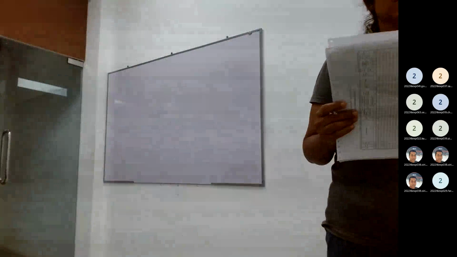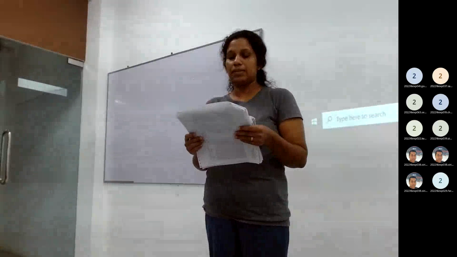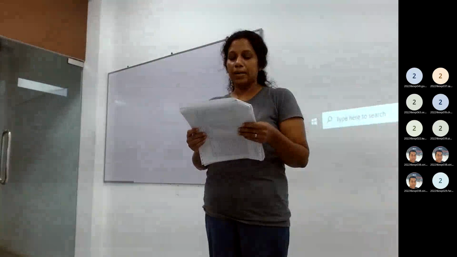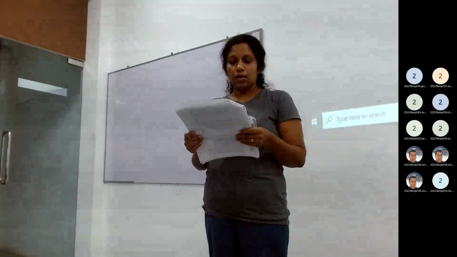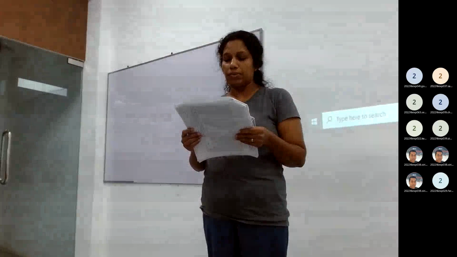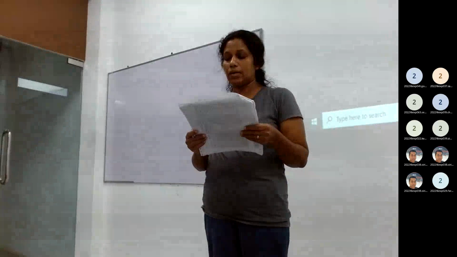International trade theories are economic theories that explain why countries engage in trade and how they benefit from it. Here are some examples of the practical applicability of international trade theories. One, comparative advantage theory. This theory explains that countries should specialize in the production of goods in which they have a lower opportunity cost than their trading partners.